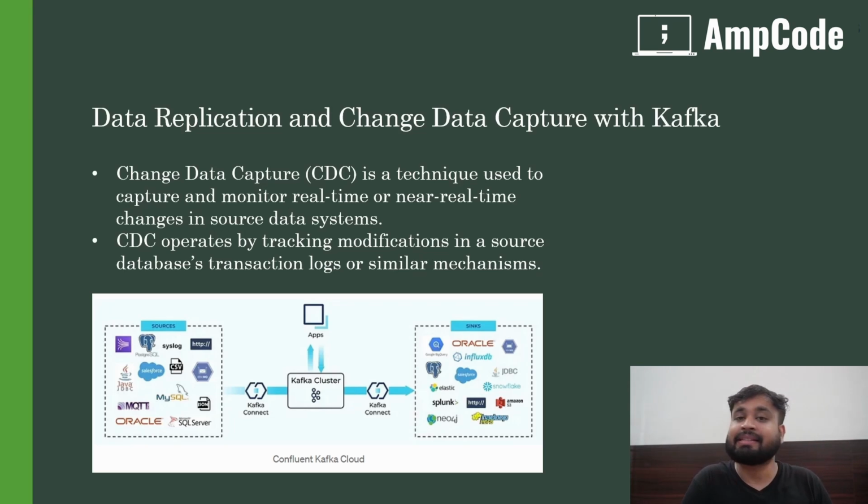So the CDC operates by tracking modifications in the source database's transaction logs that we have seen right now, and it also works with a similar Kafka Connect mechanism as well. So this figure will represent how the CDC works and how Kafka Connect helps CDC to capture all these changes and write them back to our destination. As you can see, we have Confluent Kafka Cloud, which is nothing but the Kafka provided by the Confluent platform. On the left hand side, we have all the different sources.